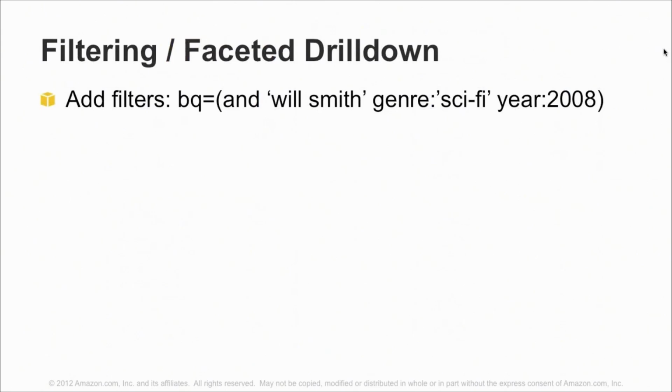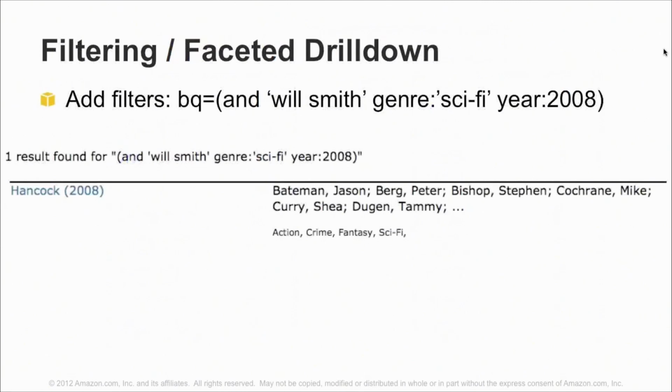If we look at what the query comes out as from those clicks, it would look something like this. Here we're using a BQ query, and a BQ query allows us to mix Boolean combinations of different expressions. In this case, we're using the terms Will Smith, we've added the genre, sci-fi, and we've added the year, 2008. If we run this query, we find one result, and it is Hancock.